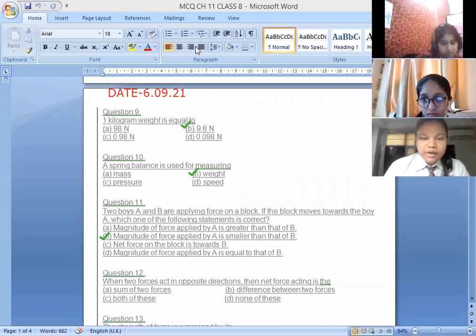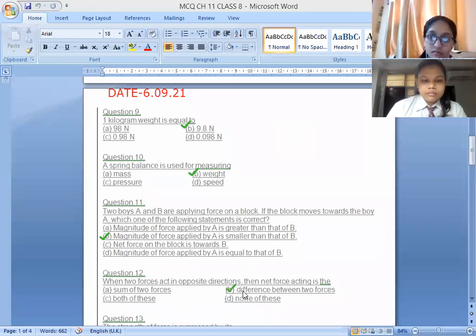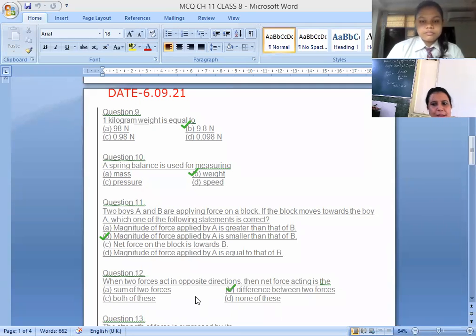Ma'am, difference between two forces. Yes, it will be the difference between the two forces. And if the forces are acting in the same direction, then what will be the answer? Sum of two forces. Ma'am, the sum of two forces.